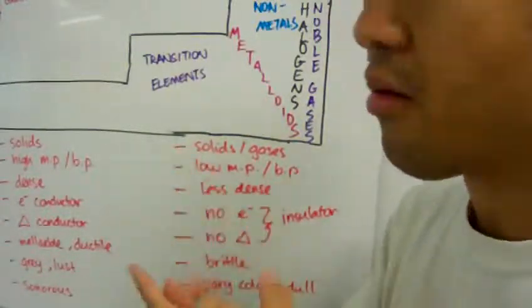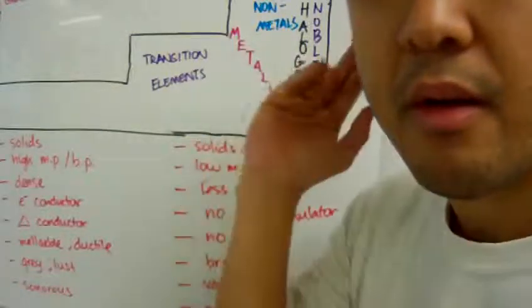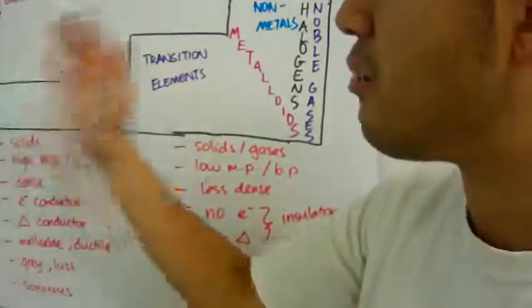So there you go. General properties of elements in the periodic table.